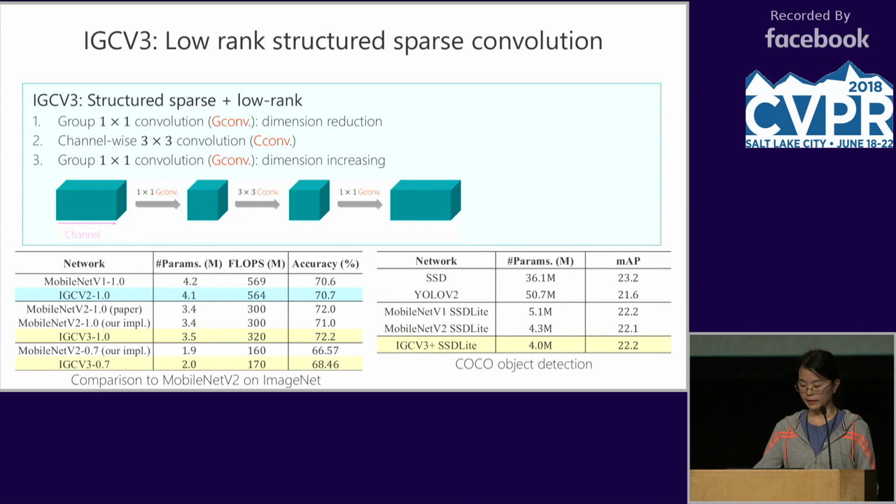We further extend IGC version 2 by combining the structured sparse matrices with low-rank matrices. Here we show some preliminary results. The left table shows the comparison to MobileNet version 2 on ImageNet. We can see that IGC version 3 shows better performance on the small models. The right table shows the object detection results, showing IGC version 3 achieves comparable performance with fewer parameters.